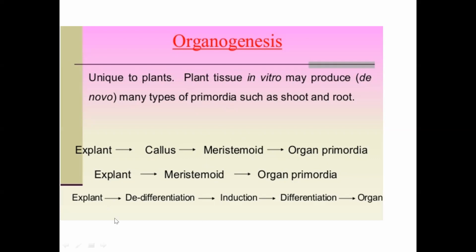So what happens is the explant gets de-differentiated, it gets induced to form callus, and then it gets differentiated to form an organ. So you see de-differentiation and re-differentiation here. In nature itself, plants undergo this.